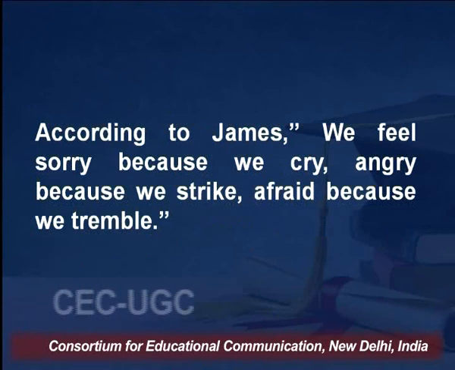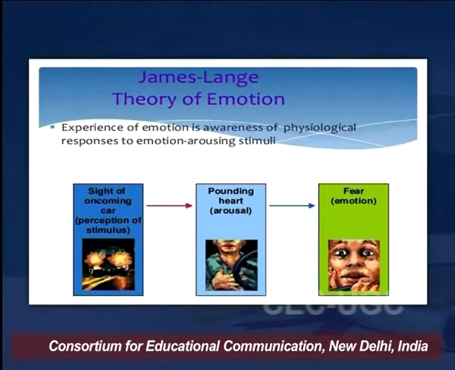We are afraid because we tremble. See in this picture, the James-Lange theory of emotions says that one sees on the road a car coming at a fast speed, and after seeing the car, one's heart is pounding and the heartbeat starts at a fast speed. Then further the individual starts trembling out of fear.